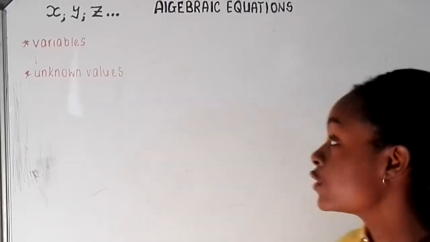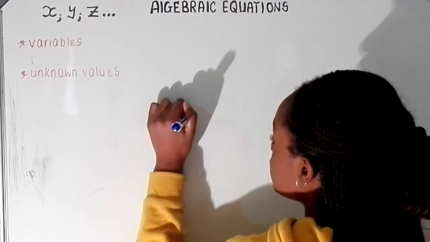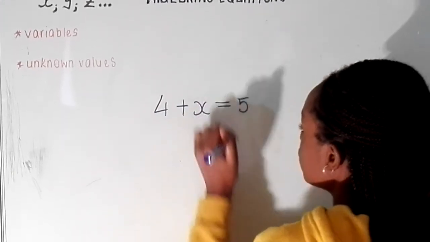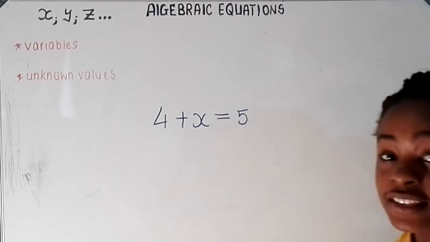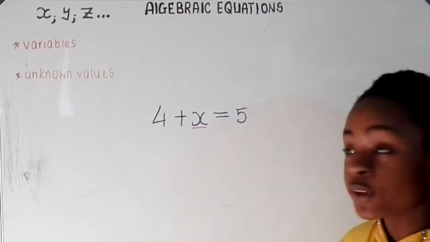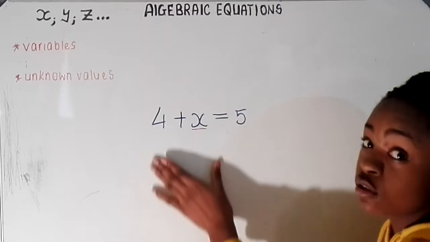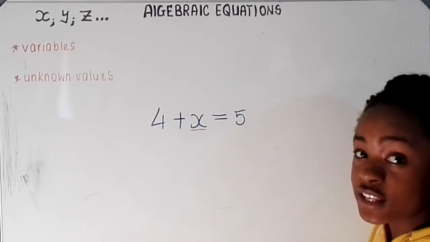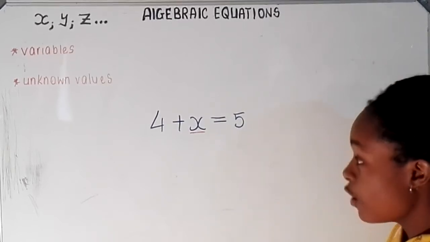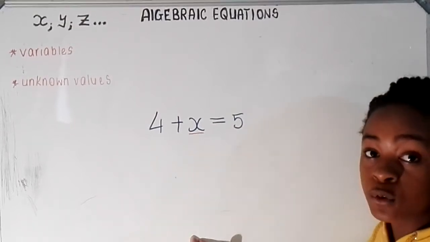Say, for example, you have this: 4 plus x is equal to 5. Remember, guys, x is our variable or unknown value. So we're solving for x. In order to do this, we need to make sure that x is alone on one side of the equal sign and everything else is on the other side of the equal sign. So I see that there's a 4 and I want to move it to the other side, so I'm left with x all by itself.